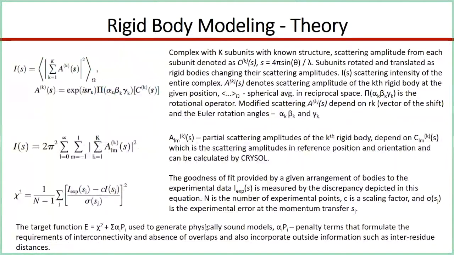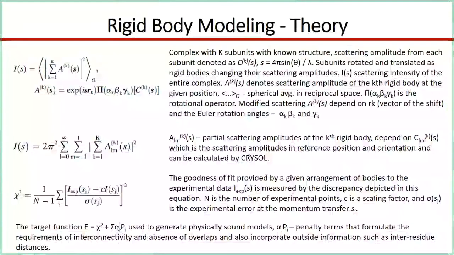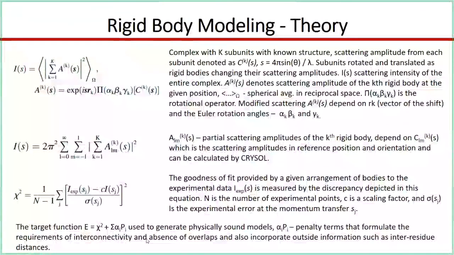And the model is basically minimized to obtain a target function, which in addition to chi-square also has these weighted penalty terms, which can account for a variety of phenomena, right? The interconnectivity of the subunits. The aim is also to avoid overlaps between the subunits, but to maintain connectivity between the subunits, and a variety of other factors, which I will talk about.